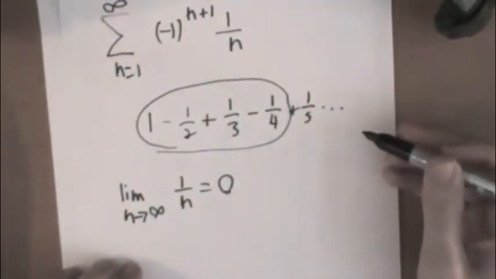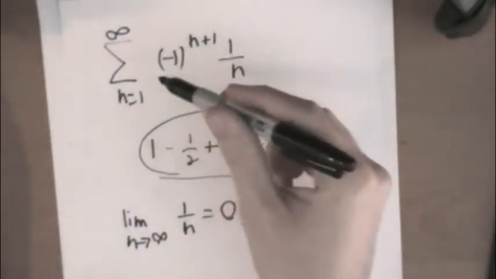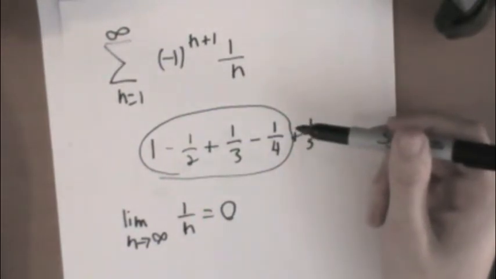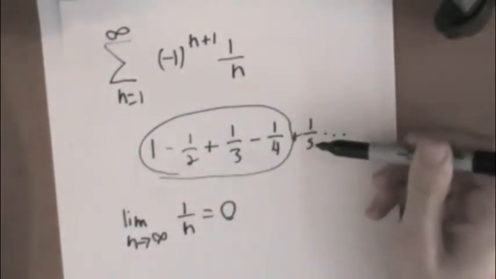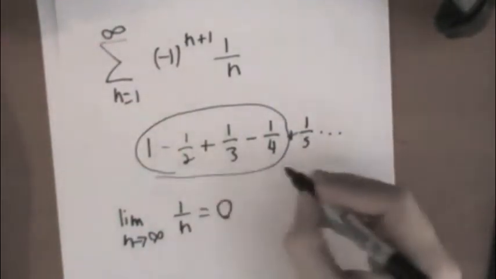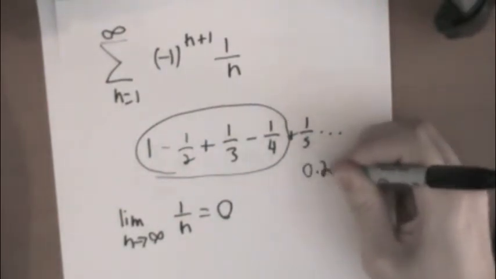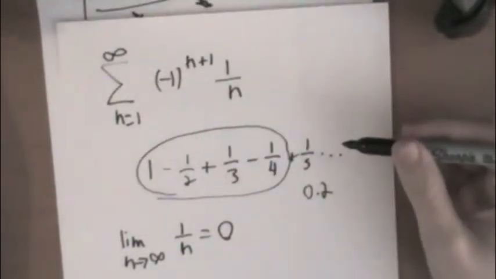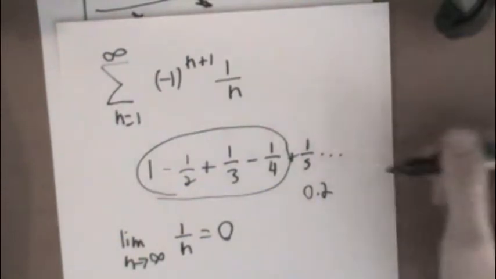So for example, if we take what we had before, if we wanted to know how close this piece was to what it would be if we added all the terms up to infinity, all we would need to do is look at the next term in the sequence. So this is within this of this. So this is within 0.2 of all the terms added together.